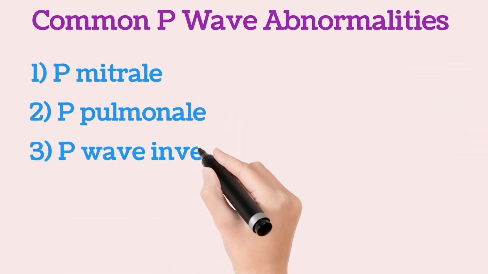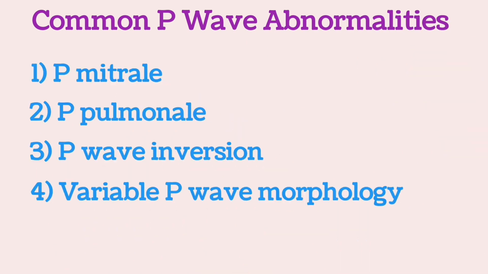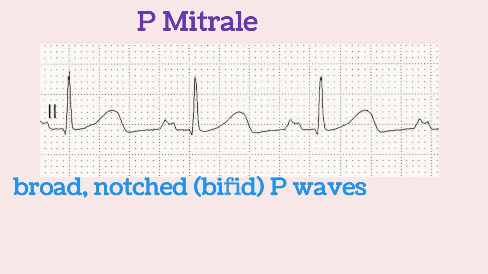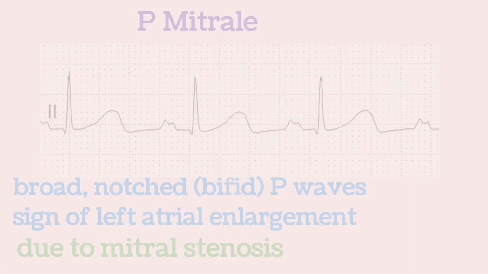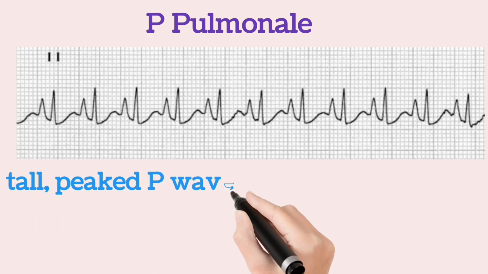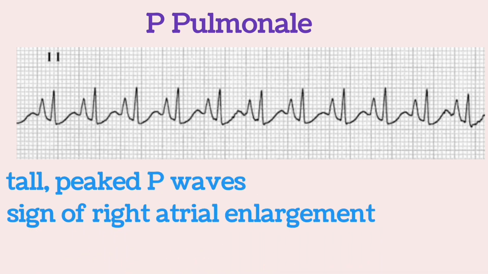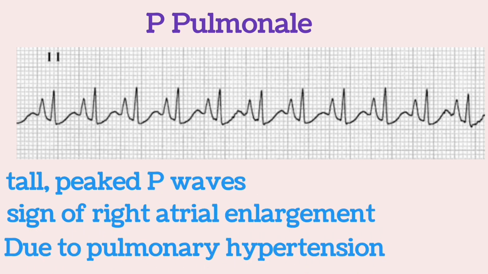Common P wave abnormalities. The P mitrale or the bifid P wave is seen in left atrial enlargement. The presence of a broad notched P wave in lead 2 is the sign of left atrial enlargement, classically due to mitral stenosis. P pulmonale, a peaked P wave seen in right atrial enlargement. The presence of a tall peaked P wave in lead 2 is a sign of right atrial enlargement, usually seen in pulmonary hypertension.